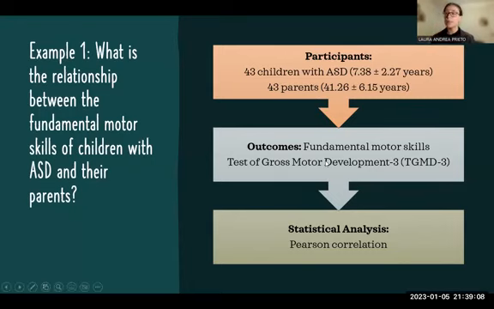We're looking at those fundamental motor skills, and we used a Pearson correlation, which we just went over in the previous slides. So the reason that we were able to use this is that our variables were continuous. So bringing us back, Pearson is only used for two continuous variables. If they were rank order, if they were ordinal, this would not be the test to use.